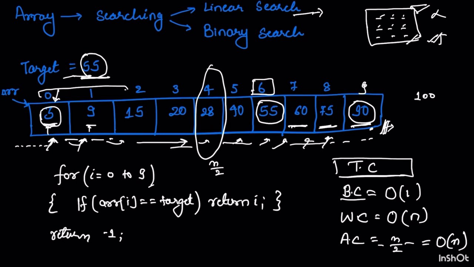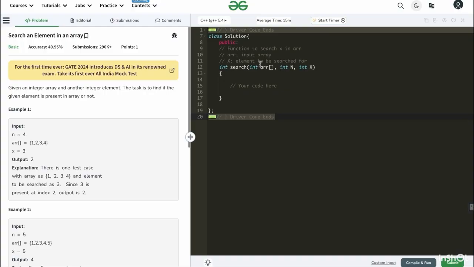We will now code it into the GFG and we will see. So here we are given an array and the size of the array is n and the target element is x here. So we need to find this x in the given array and we need to return the index if it is present, otherwise we have to return -1. So let's implement what we have studied.